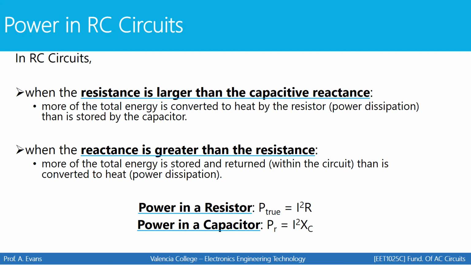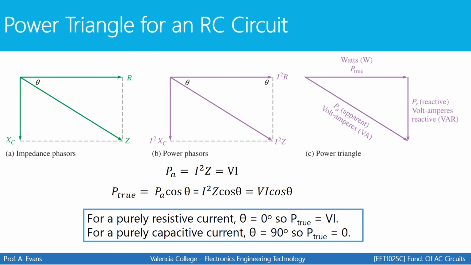So true power is what we use to describe the resistor. True power is I squared times R, where I is the current running through the resistor. For power in a capacitor, we use reactive power, which is I squared times XC. So we have true power, which is the power dissipated in a resistor, and reactive power, which we use for the power dissipated in a capacitor or an inductor. And then we have what's called the power triangle.